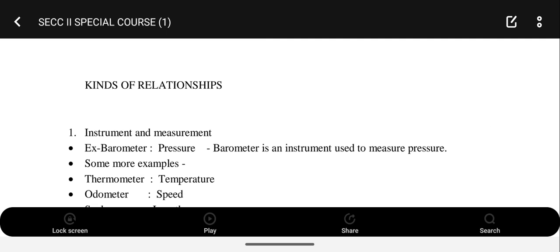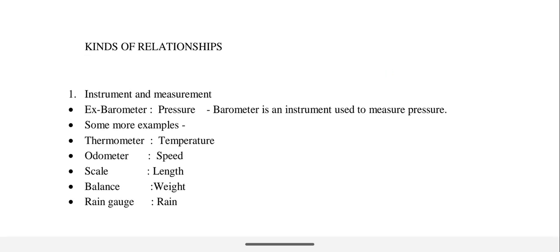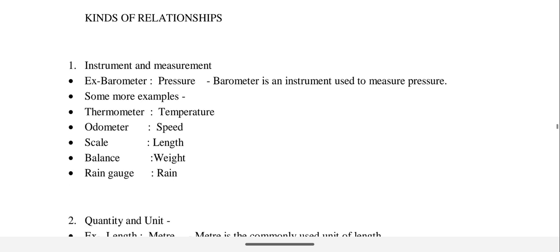So these are the examples: barometer, pressure. Barometer is an instrument used to measure pressure. Some more examples: thermometer, temperature; odometer, speed; scale, length; balance, weight; rain gauge, rain.